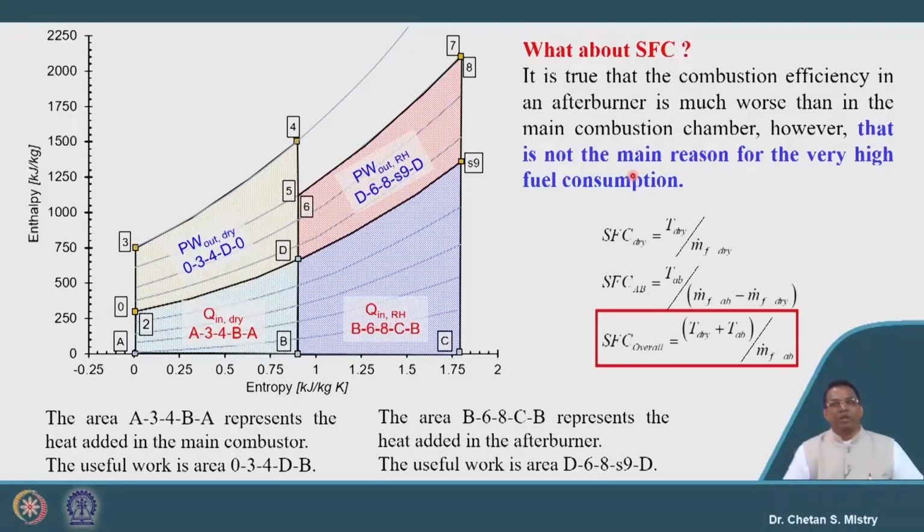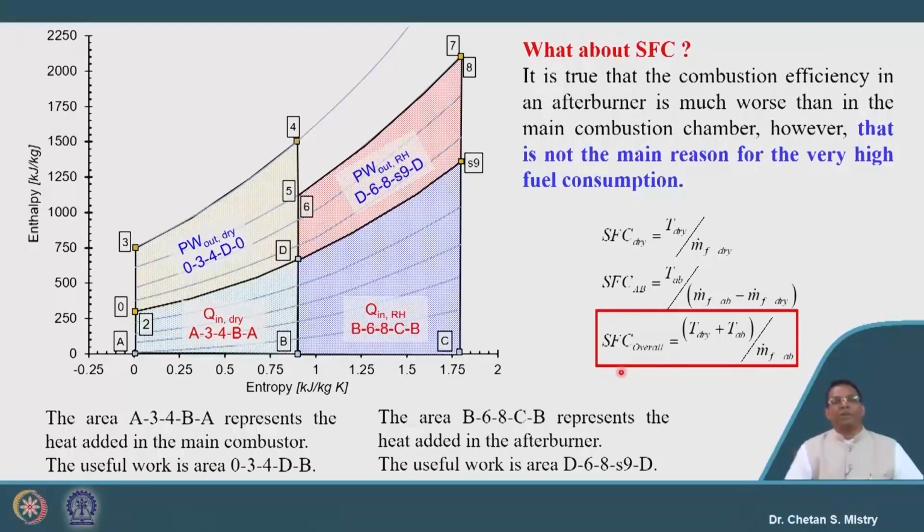So let us try to realize: my specific fuel consumption under dry condition is given by my work done, or thrust, divided by m_f. When we have an afterburner, it is given by thrust divided by m_f afterburner minus m_f dry, and this represents my overall specific fuel consumption. So by incorporating this afterburner, we are basically increasing our specific fuel consumption.